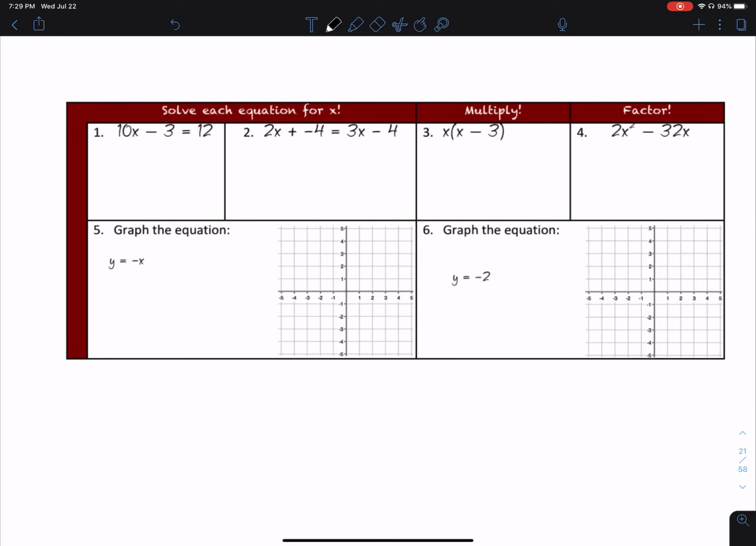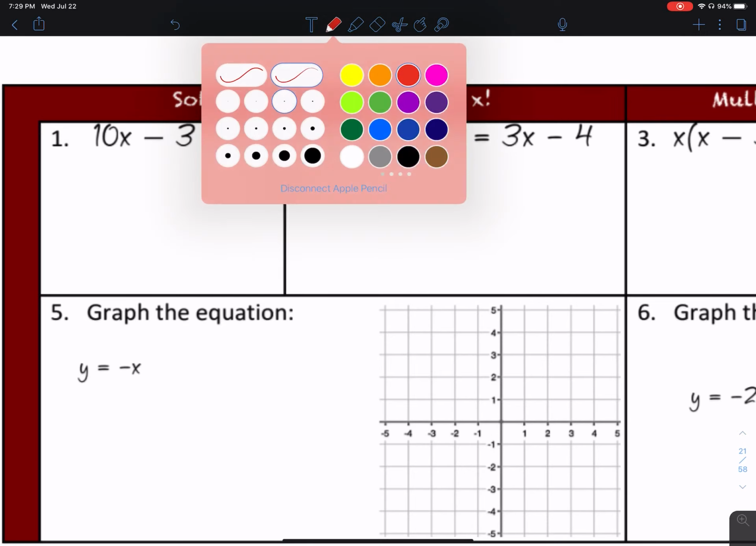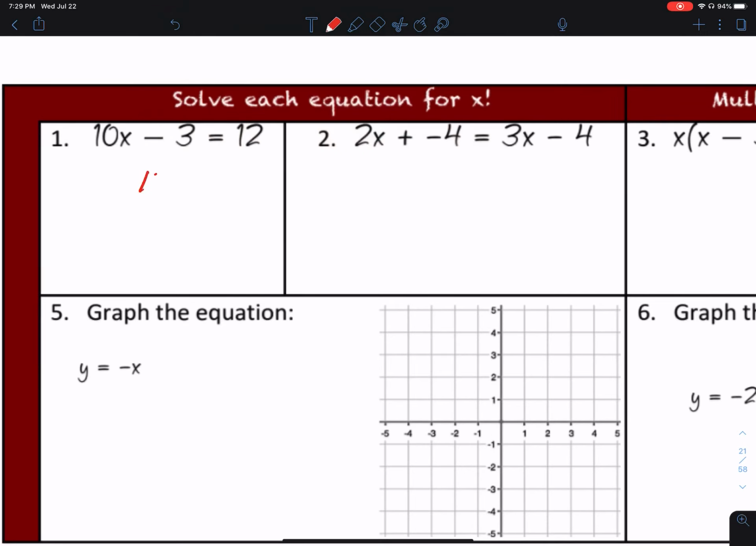Solve each equation for x. This is for problems 1 and 2. Just some algebra review. If we add 3 to both sides, we get 10x is 15. If we divide both sides by 10, we get x is 15 over 10. That fraction reduces. You can divide the top and bottom by 5 and get 3 over 2. Number 2, we could subtract 2x from both sides, add 4 to both sides, and we get x is 0.